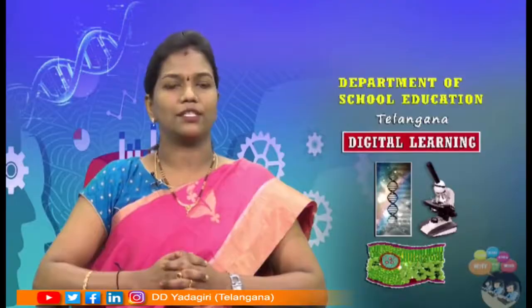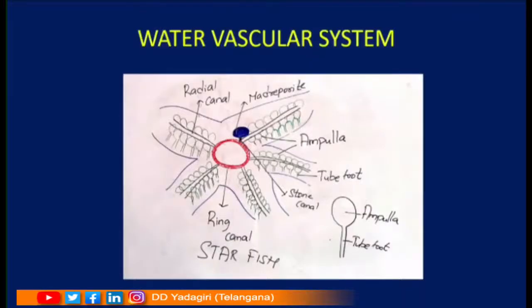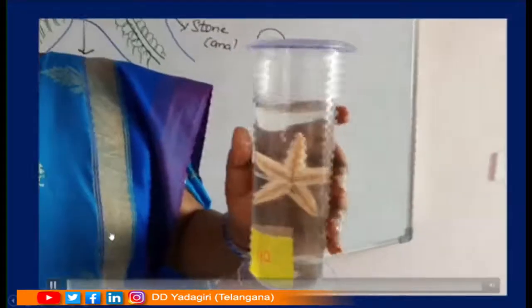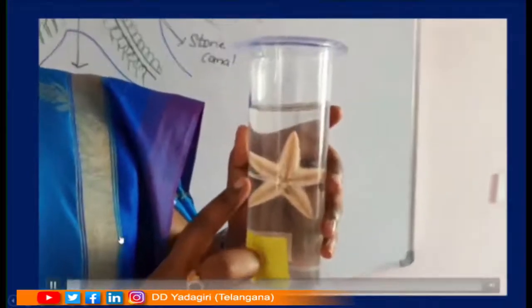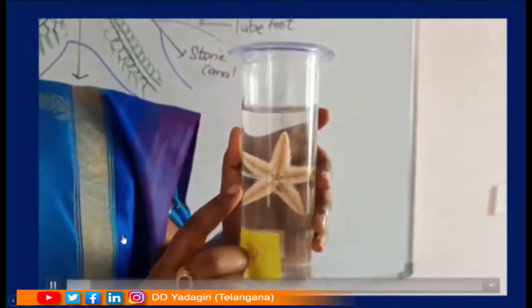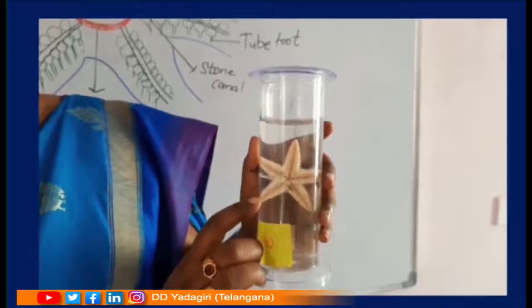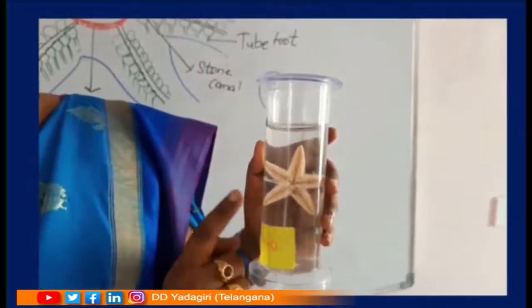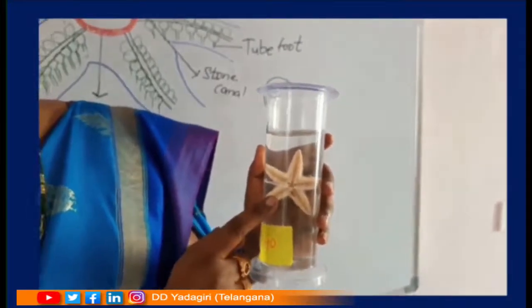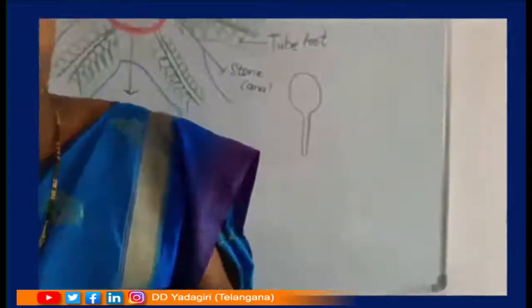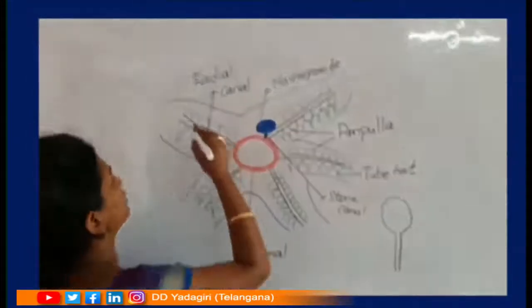So this is the water vascular system, children. You can see here the madreporite. For best understanding, let's see the video, children. You can see spine-like structures on the body, right? So this is what makes the starfish an echinoderm. So children, the starfish has a specific system called the water vascular system.